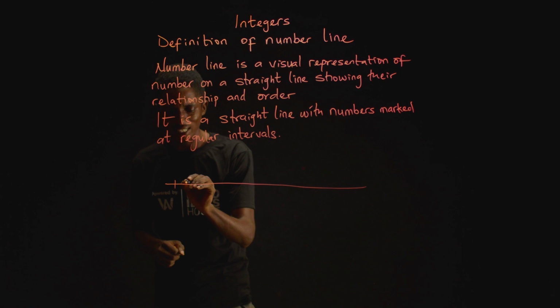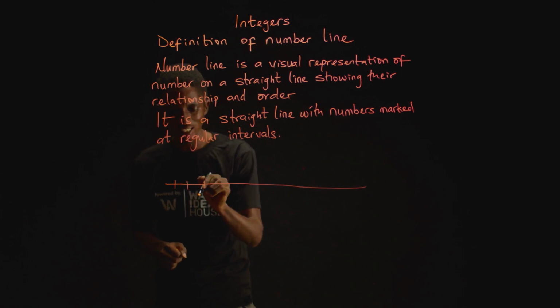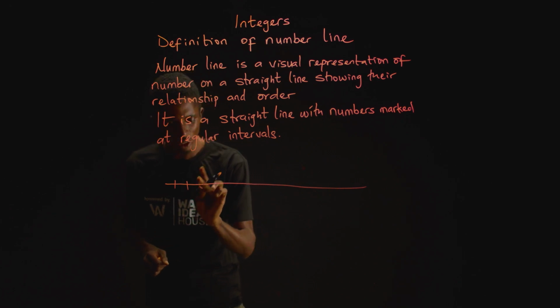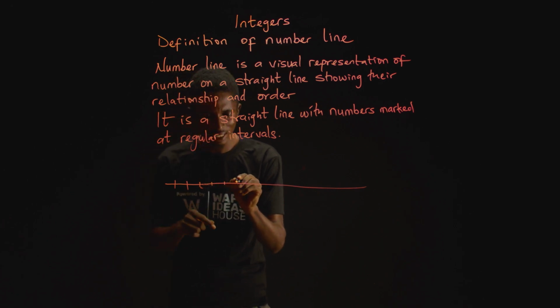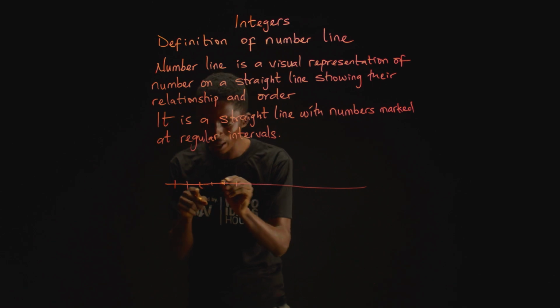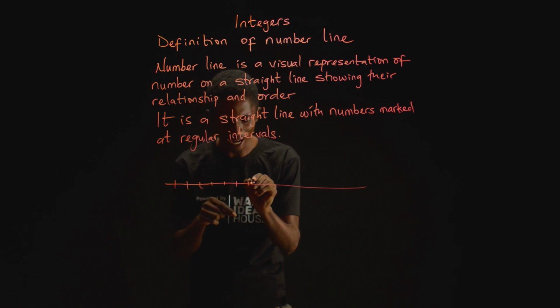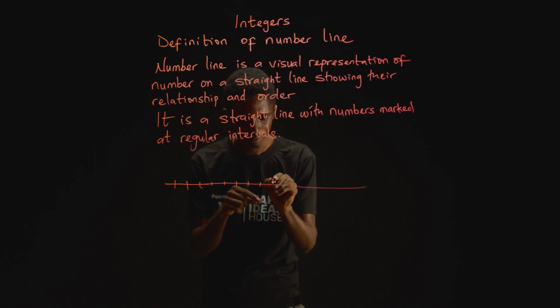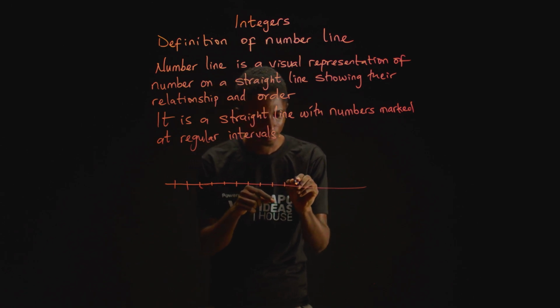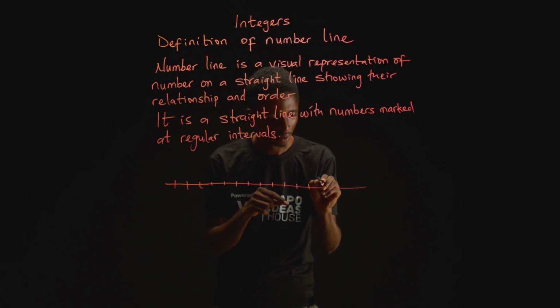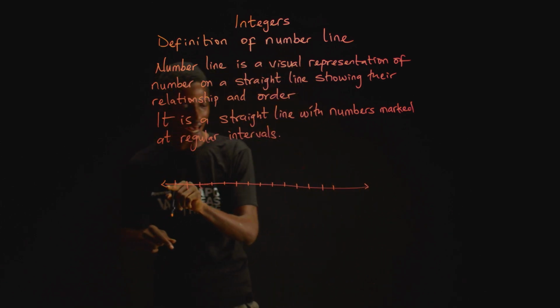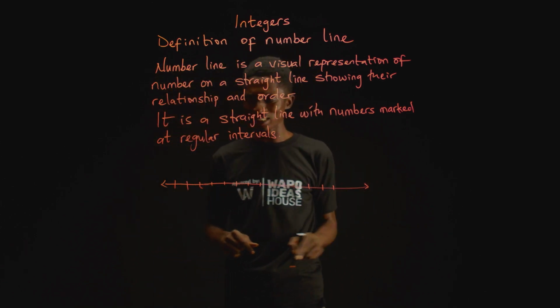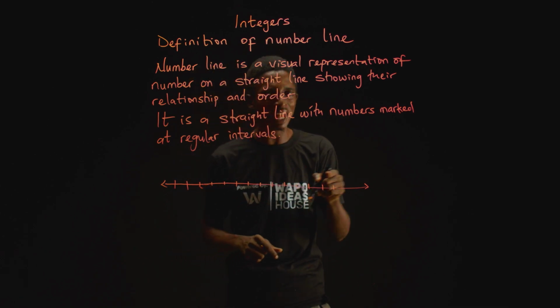marked at regular intervals. Please ensure you do this with a ruler. As you can see, I am trying so much to ensure that the space between each of my markings are the same. Yeah, here, let's stop here. So we have a horizontal line like this. Now it is marked at regular intervals.